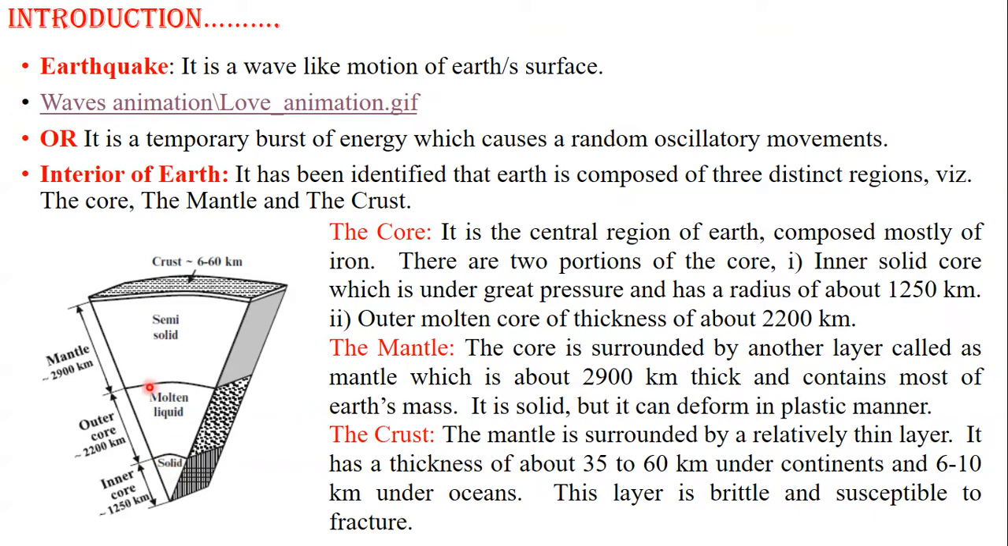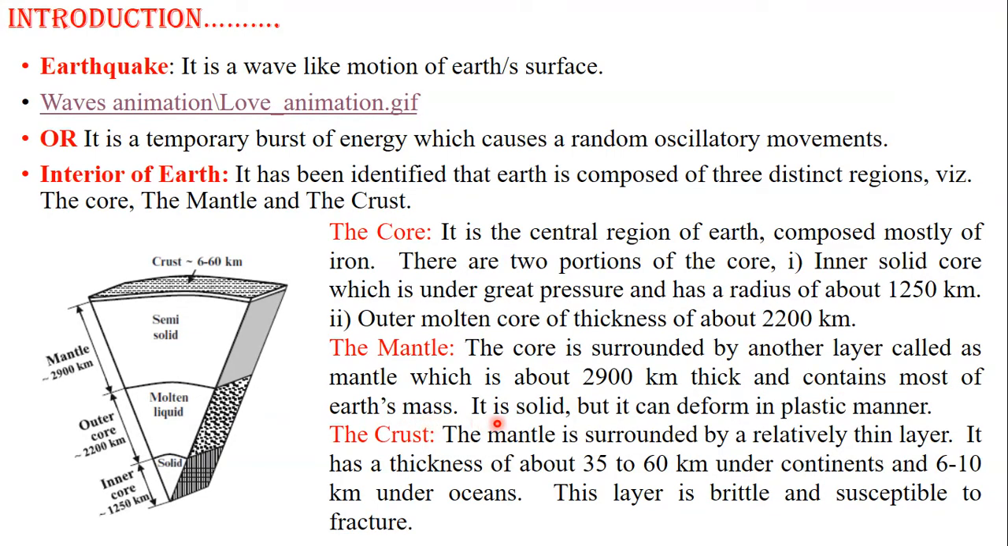Now the second part is the outer molten core. This is the molten core, this is the solid core, and this complete section is called core. This molten core has a thickness of about 2200 kilometers. Then the mantle. The core is surrounded by another layer called mantle. This mantle is surrounding the core, which is about 2900 kilometers thick and contains most of Earth's mass.